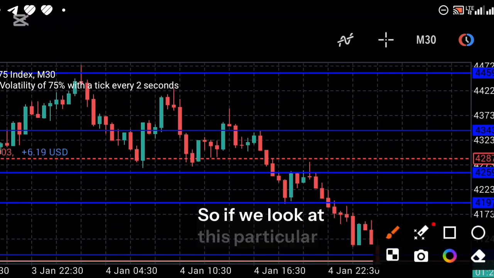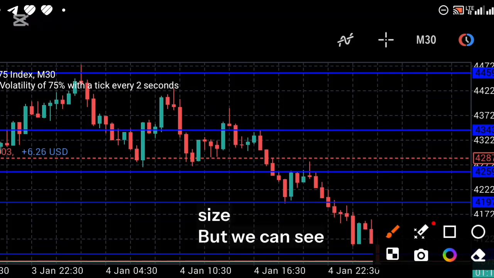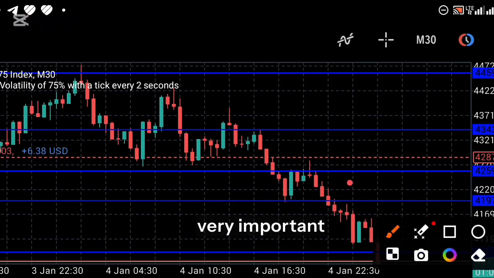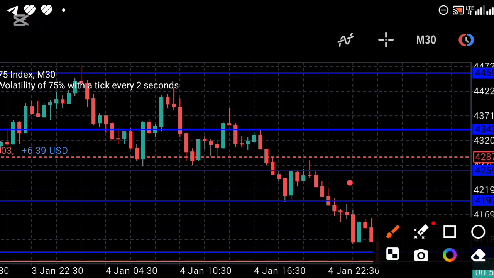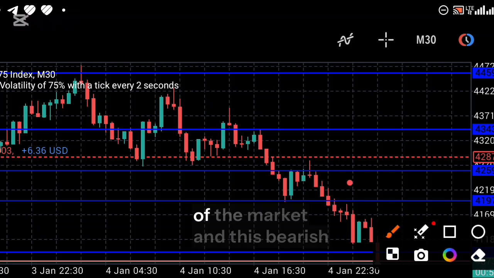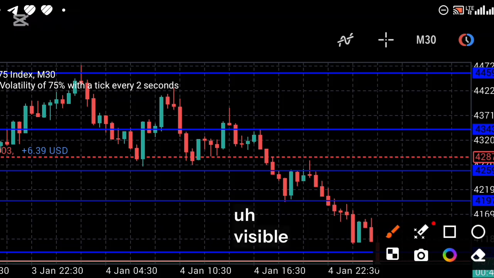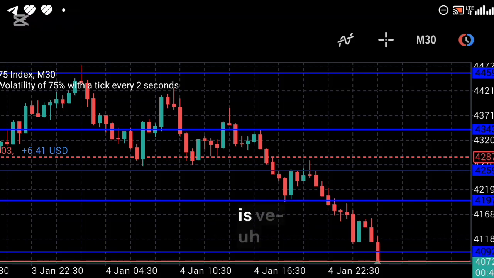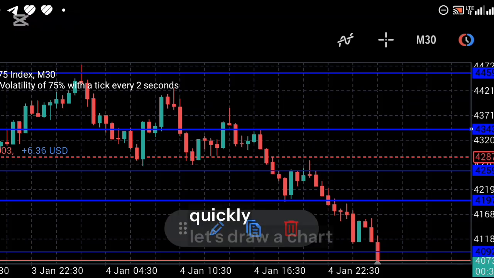Okay, so if we look at this particular movement, we can see that the market is shifting. This is a very minor account with a small lot size, but we can see that profit has already been made. This is very important because it helps us to understand where the movement of the market is. We can see the bearish movements of the market, and this bearish movement is very visible. So it is important that our market can be seen in this direction, that we have a bearish movement. So quickly, let's draw a chart out.